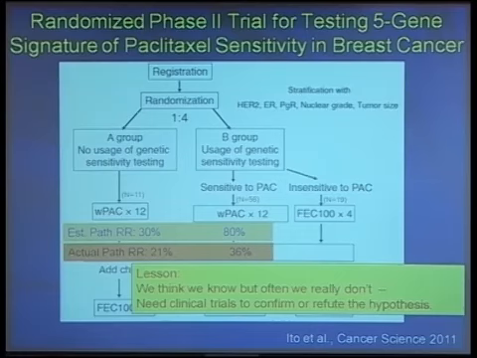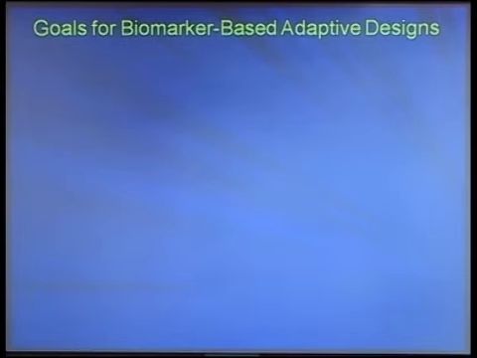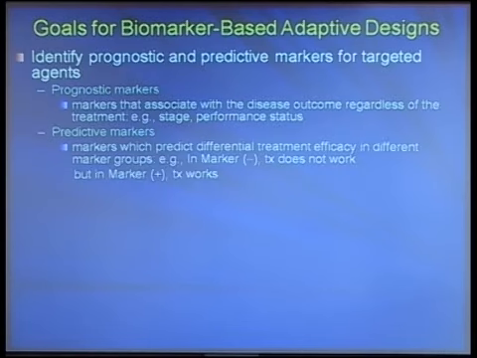So the key word, as you will see later, is to learn during the trial, continuously learning in the clinical trial. And the answer to do that is adaptive design, as you will hear this afternoon in many other talks as well. So the goals for biomarker-based adaptive design, again, are threefold.